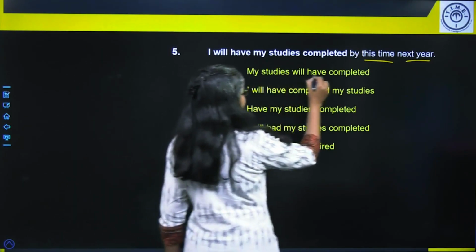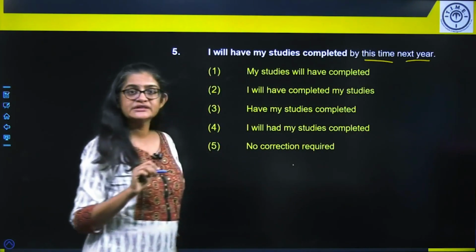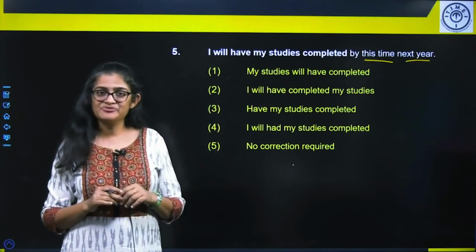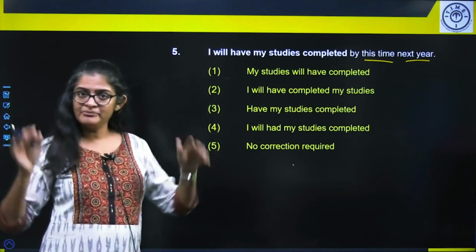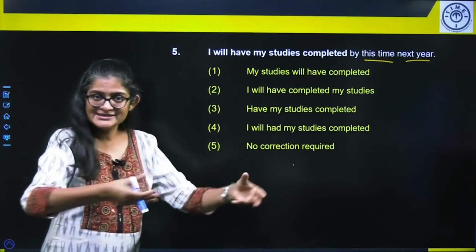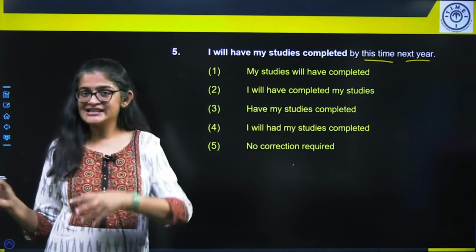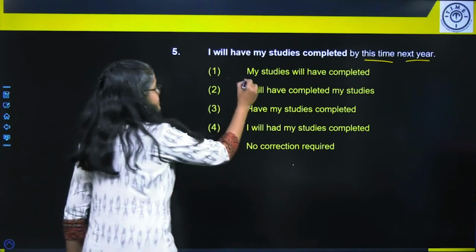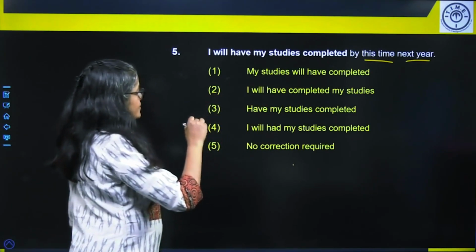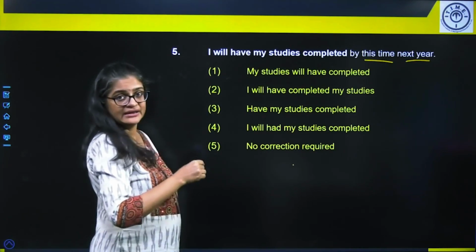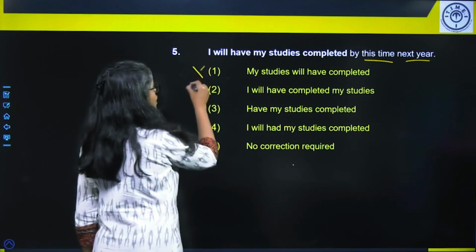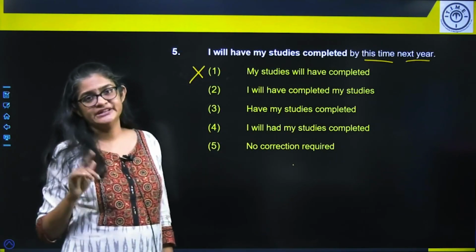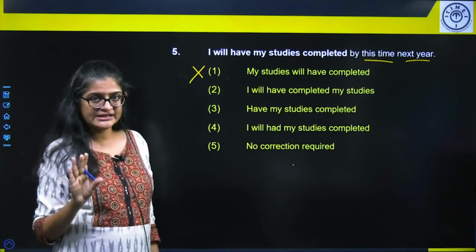My studies will have completed by this time next year. Here my studies becomes the subject. Can his studies go and complete themselves? Can his books and exams, everything run away and complete themselves? No, the subject should be I, right? Or we can say my studies will have been completed. Then it is fine. Then it is passive voice, correct passive voice.